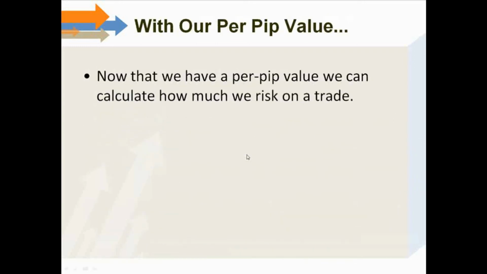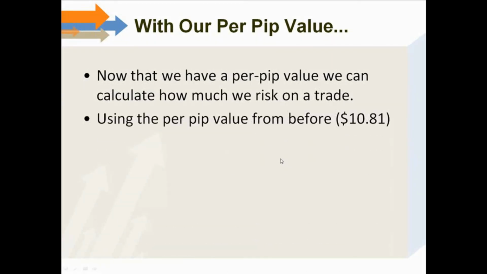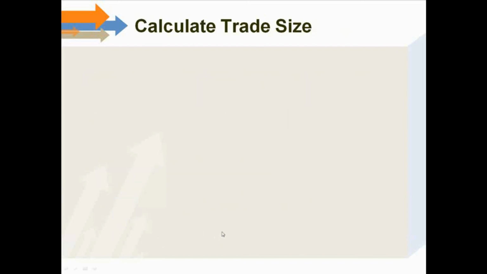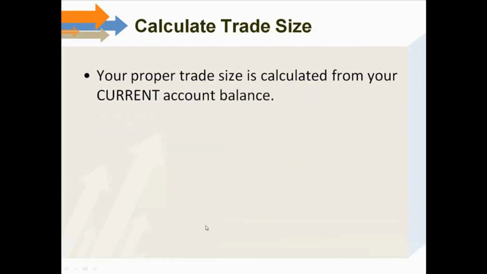So with our per pip value, we can now calculate how much we risk on a trade. So using that per pip value from before of 1081, if our stop loss is 50 pips, as suggested in the previous training video, it's then quite simple to calculate that 50 times $10.81 means we're going to risk $540.50 for every lot that we trade. So that's quite straightforward. And then we can use that to calculate a proper trade size.